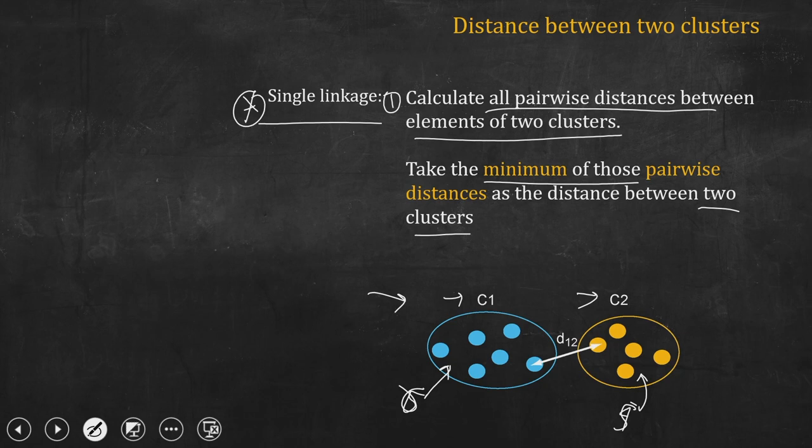For example, in this case, I have calculated all possible pairwise distances, and I find that this and this form a pair, and their distance is the minimum distance. So, this distance will be considered as the distance between cluster 1 and cluster 2, and that will be called single linkage.